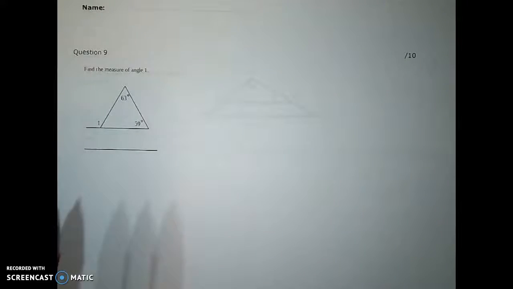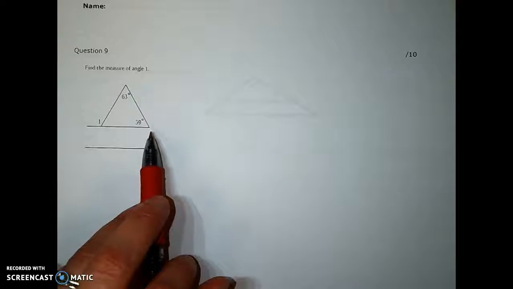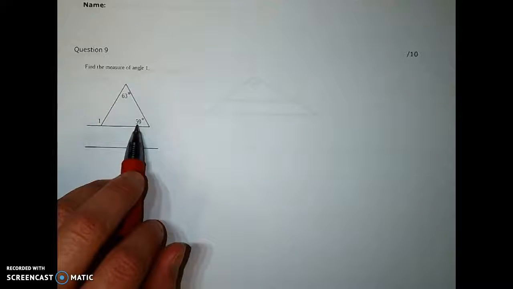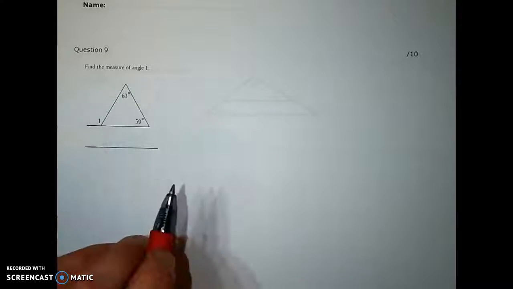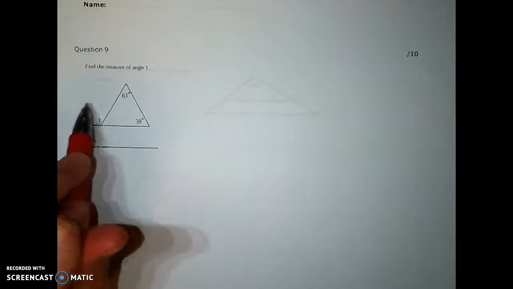I have 2 more problems left. Now the next one, I know that I'm dealing with exterior angles here because angle 1, as we can see, comes off one of the sides of the triangle. So the line was extended from a side of the triangle. And then the other thing that I see are 2 remote interior angles. I know those are the remote interior angles because they're not adjacent to angle 1, and they're both inside the triangle.